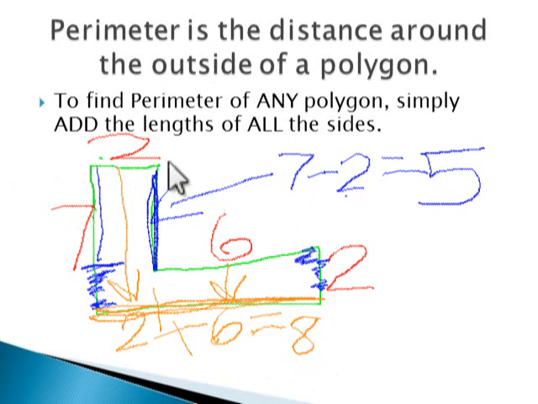So now I know the lengths of all the sides, because I have this one is 7, that one's 2, so let's get that started over here. 7 and 2. And then this blue side right here is 5. And this green side is 6. And this squiggly blue side is 2. And this bottom orange part is 8.